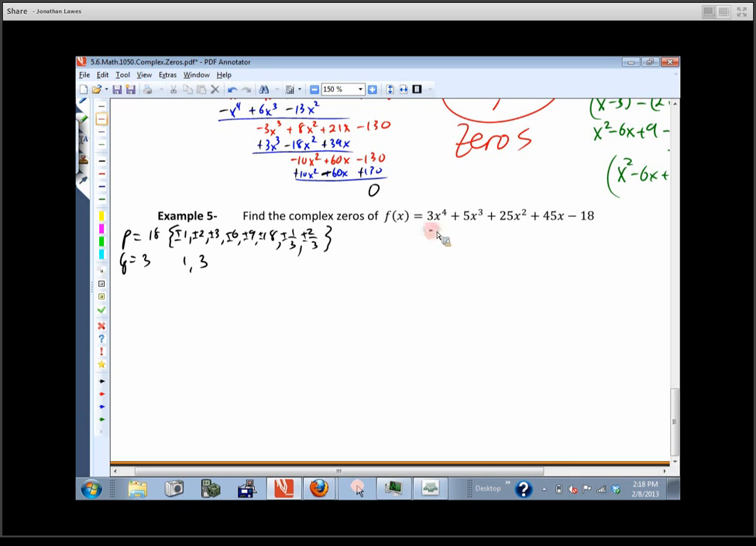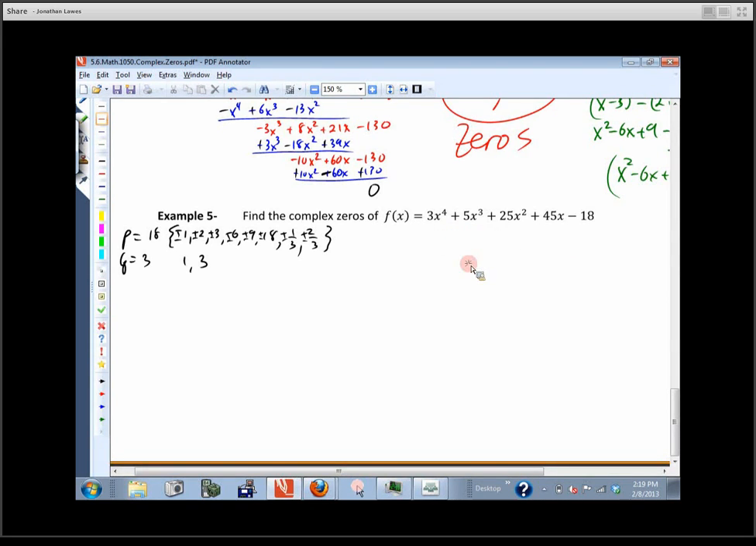Okay, this would be 3. That would be negative 5. That would be 25. That would be negative 45. And this would be negative 18. Does it work? No. Now, is that enough of a time savings that we ought to check 1 and negative 1? Yeah, I think so. Okay, so check them that way.